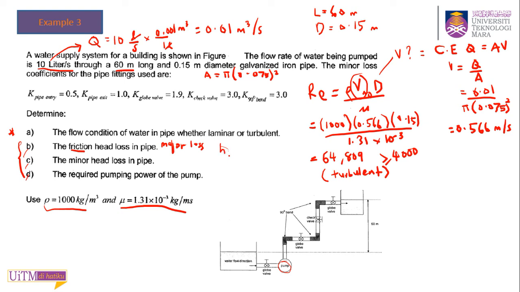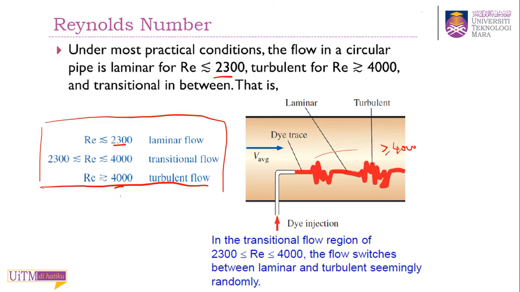HL equals f L over D times V squared over 2g. And you have everything. You have L, you have D, you have V, which you calculated yesterday, you have g, but we don't have the f. To get the f, because this is turbulent, we will refer to the Moody chart. From the Moody chart, your Reynolds number is 64,809.